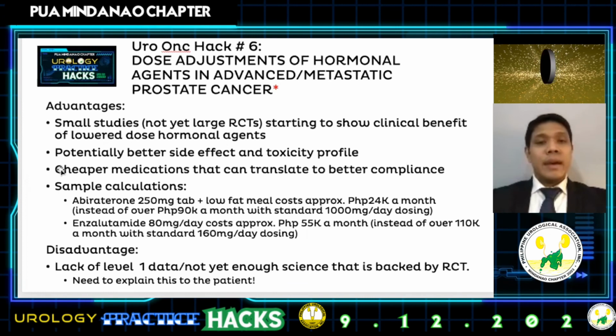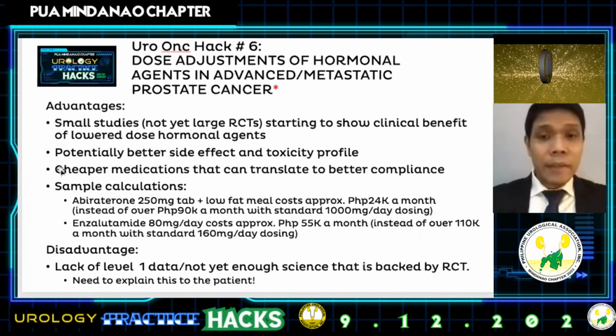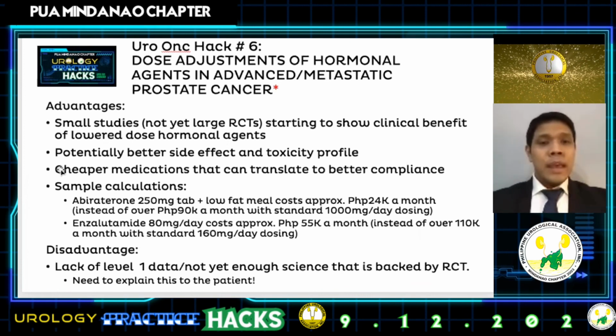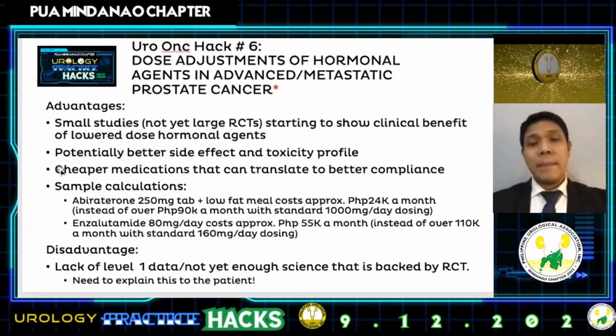So sample calculations would be: if you take the 250 milligram per tablet dose for 1 month, that would only be 24,000 a month instead of the approximately 90,000 pesos a month with the standard dose. And then for enzalutamide, for example, instead of the 160 milligram, if you give 80 milligrams per day, then that would cost 55,000 a month instead of the over 110,000 a month with the standard dose. So, these things we're looking at, worth considering.